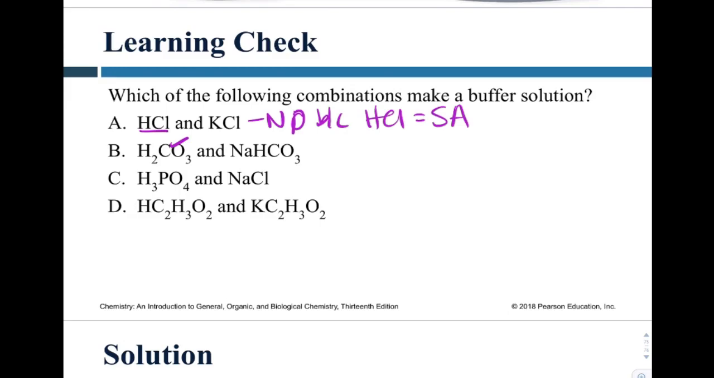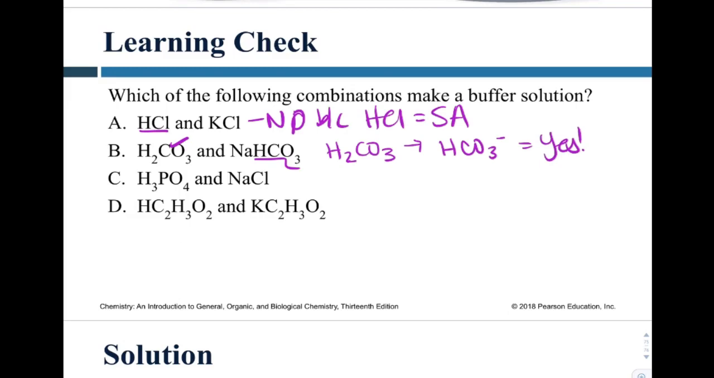Now I'm looking for the conjugate base for that weak acid. So let's take this weak acid and let's look for its conjugate base. The conjugate base, remove an H+, right? So we have HCO3-. That's bicarbonate. Is this bicarbonate? Yes. So this is a buffer because it has both pieces.